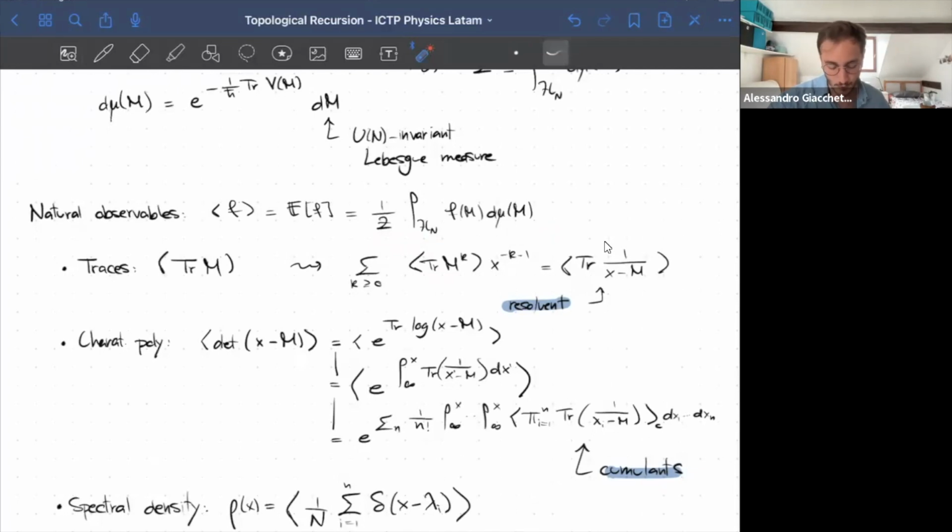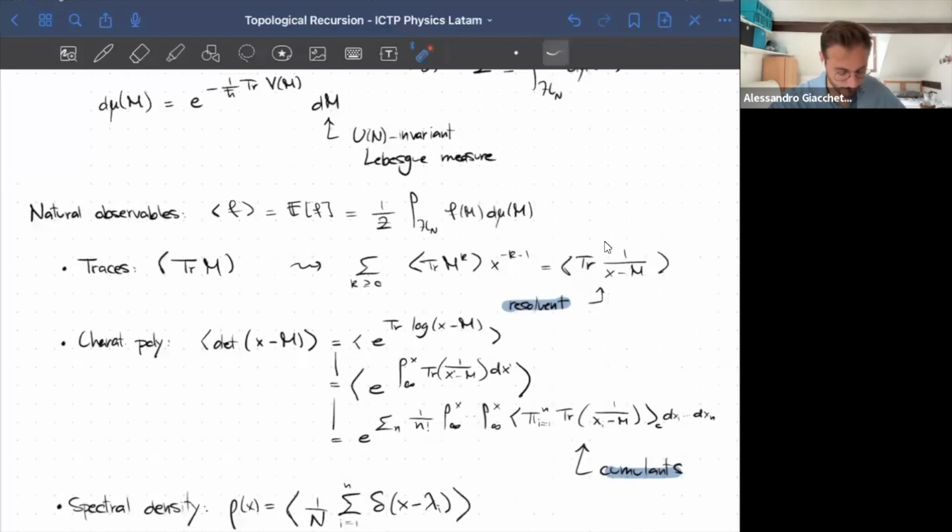And a convenient way to bundle these observables together is to take this generating series. And so when you do that, you can write it as the trace of 1 over x minus M. So this is known as the resolvent. At this point, x is just a formal variable, but it's a way to bundle together all these natural quantities that you might try to compute.